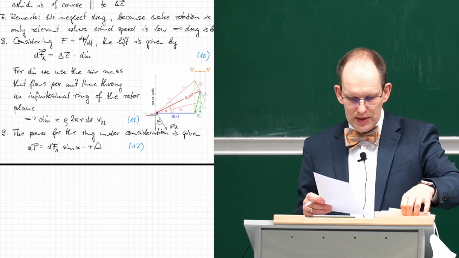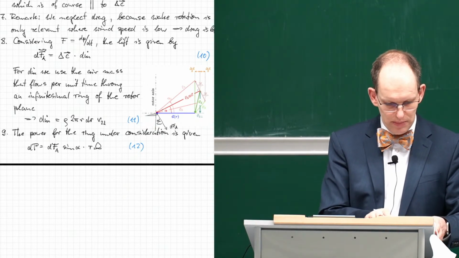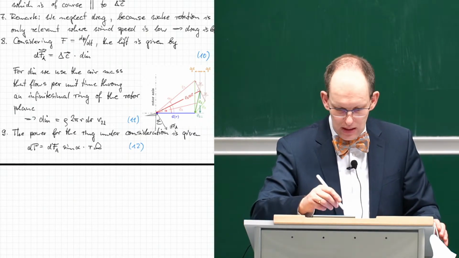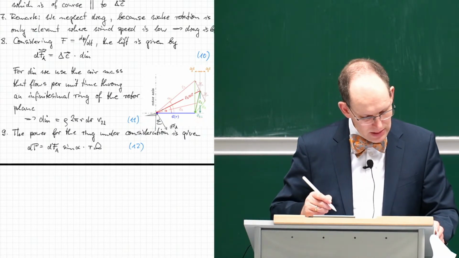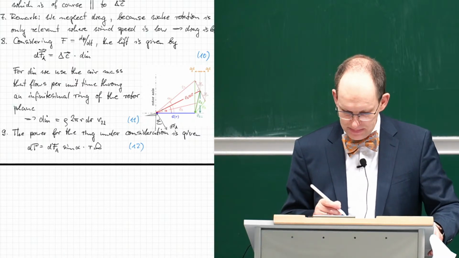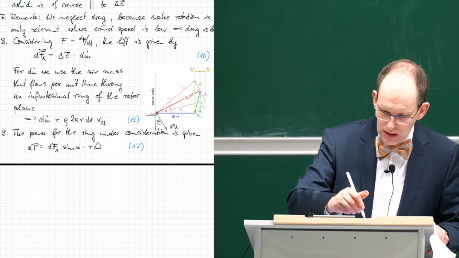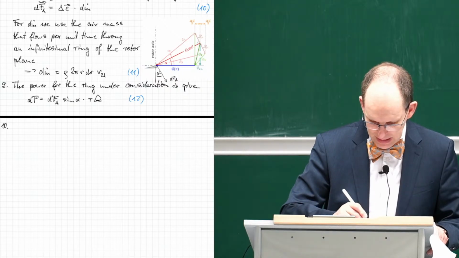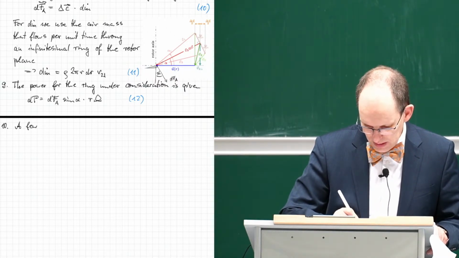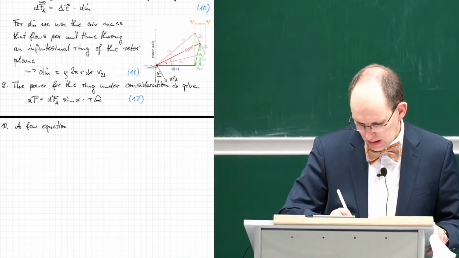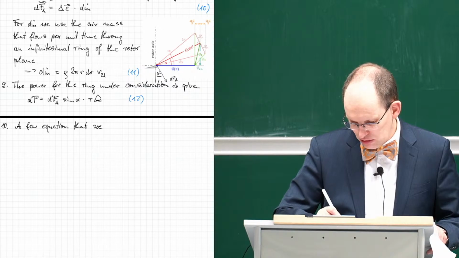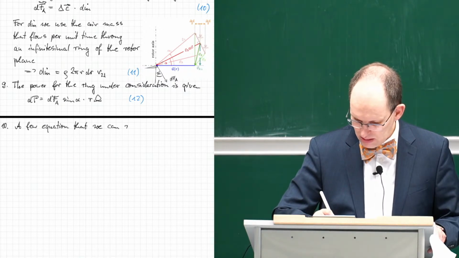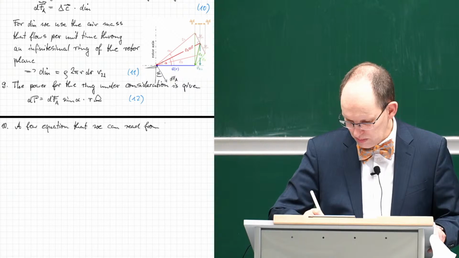Okay, now we need a few more relationships between C and C1 and this V2 perpendicular, and another one for delta C. So a few equations that we need in a second, that we can read from the figures, in particular from the one above.